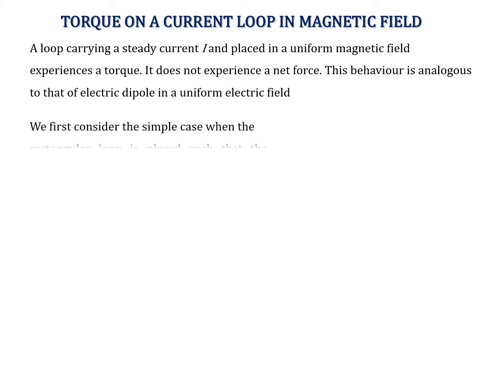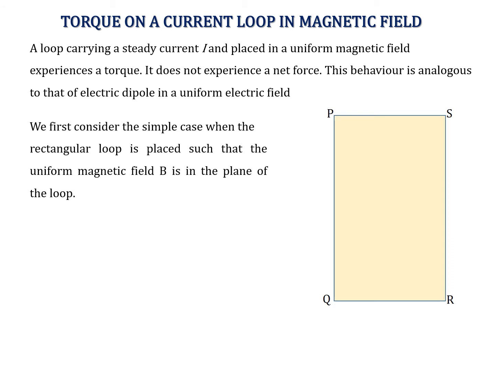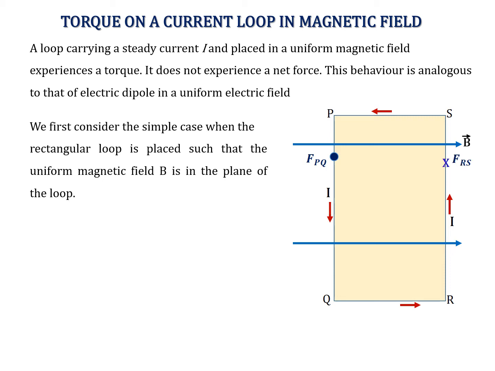Let us consider a loop PQRS carrying a current I and a magnetic field applied parallel to the plane of the loop. The arm PQ of the loop will experience a force, and according to Fleming's left hand rule, this force will be in the outward direction. Similarly, RS will also experience a force, and again according to Fleming's left hand rule, this force will be acting in the inward direction. So, the forces on PQ and RS are equal and opposite.